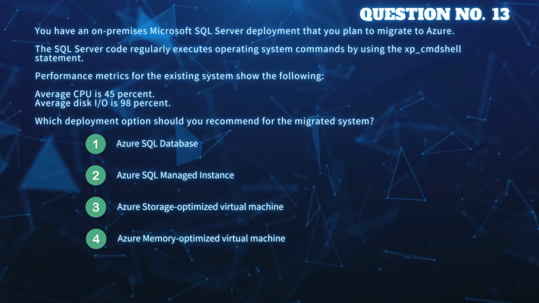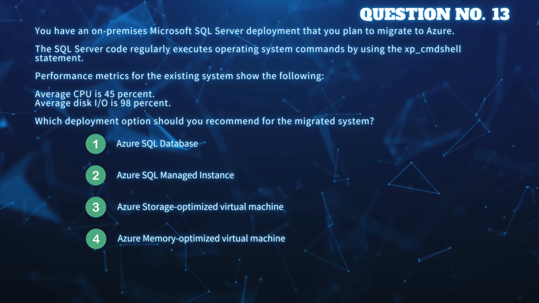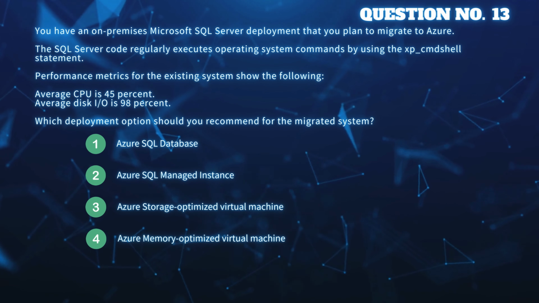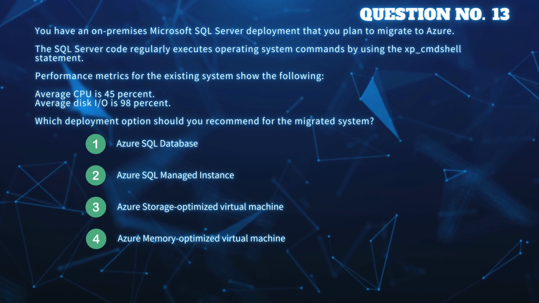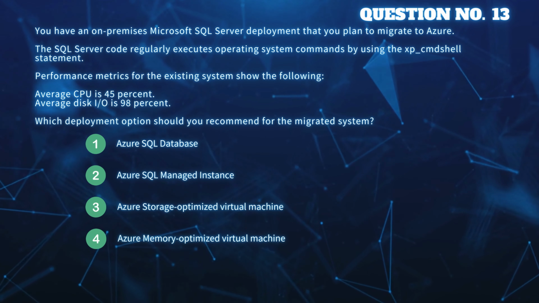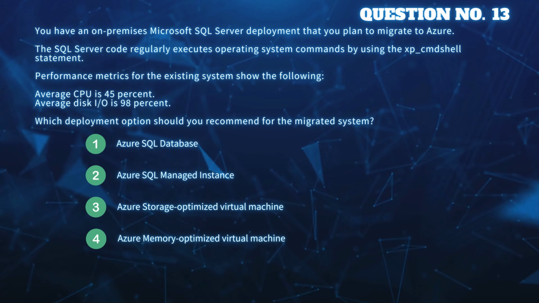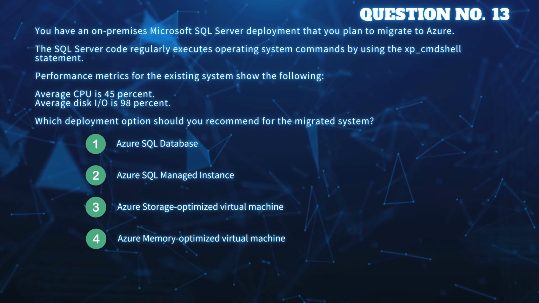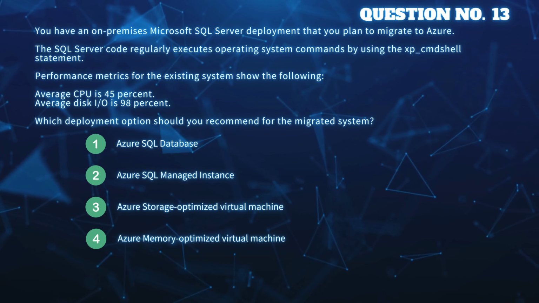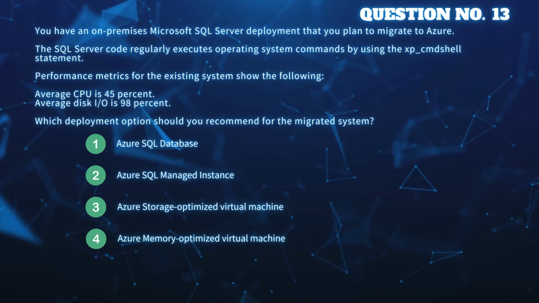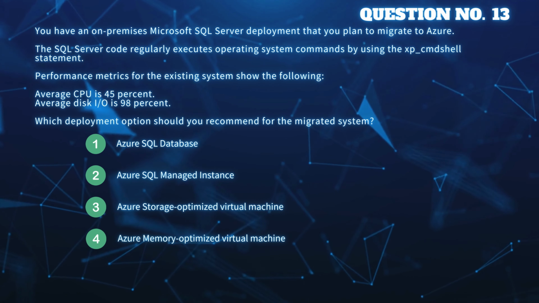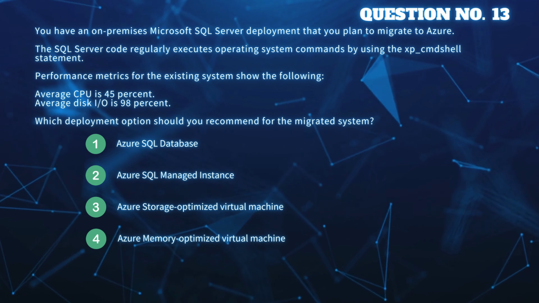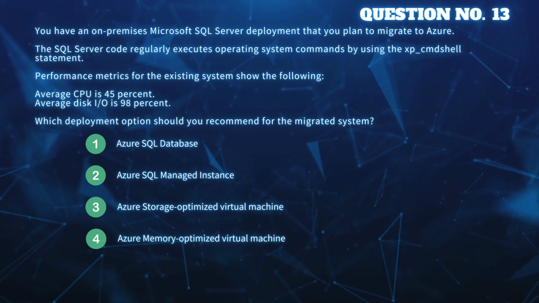You have an on-premises Microsoft SQL Server deployment that you plan to migrate to Azure. The SQL Server code regularly executes operating system commands by using the xp_cmdshell statement. Performance metrics for the existing system show the following. Average CPU is 45%. Average disk I/O is 98%. Which deployment option should you recommend for the migrated system?